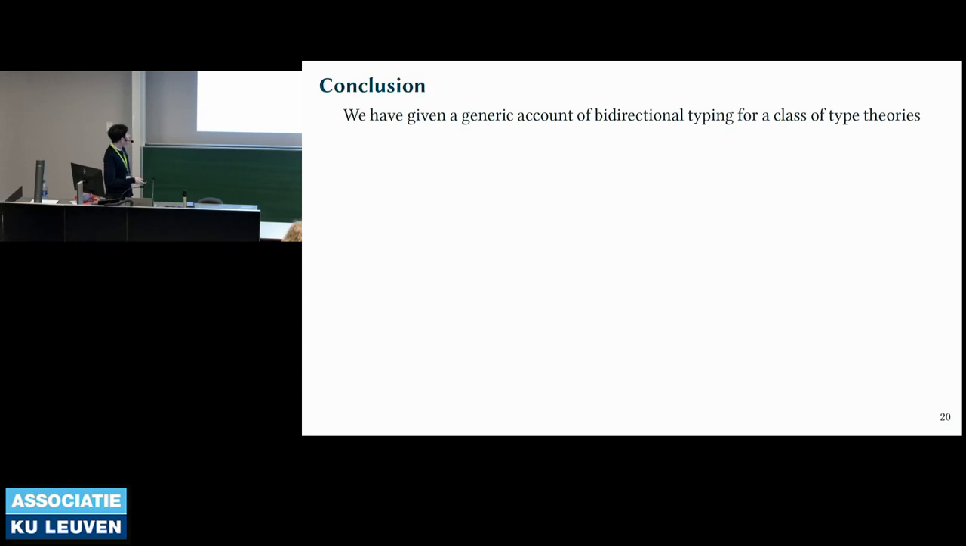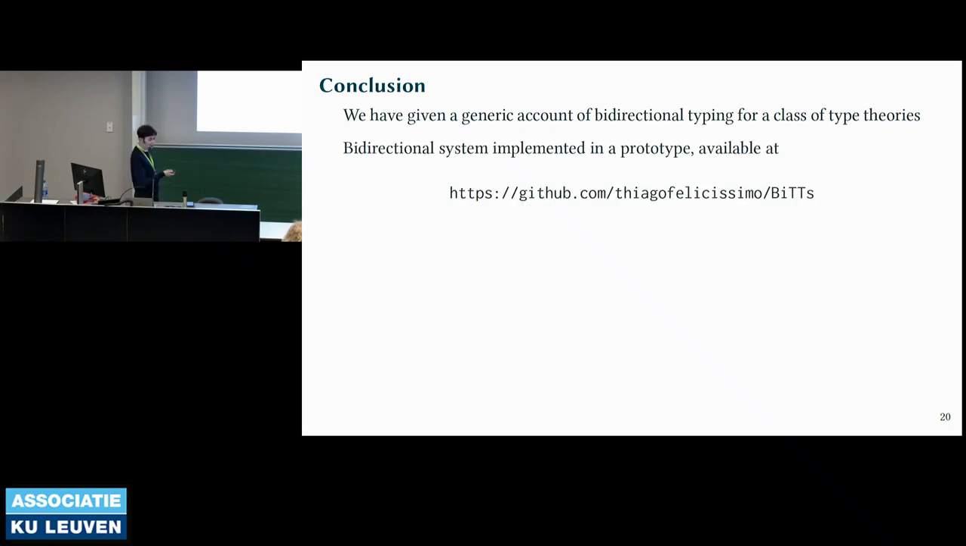Okay, let me conclude then. So we have given a generic account of bidirectional typing for a class of dependent type theories. This is implemented, so I invite you to check the implementation if you're interested. Let me say a couple of words about future work.